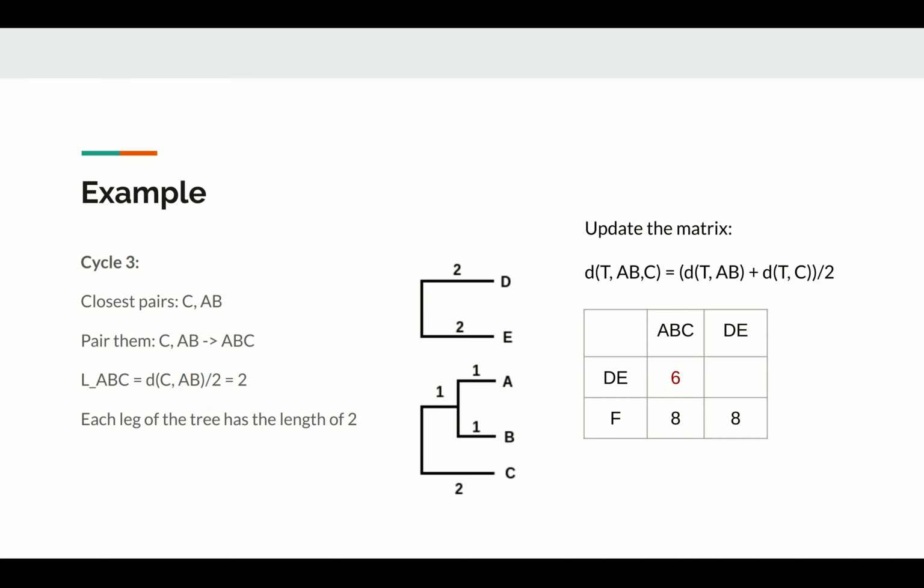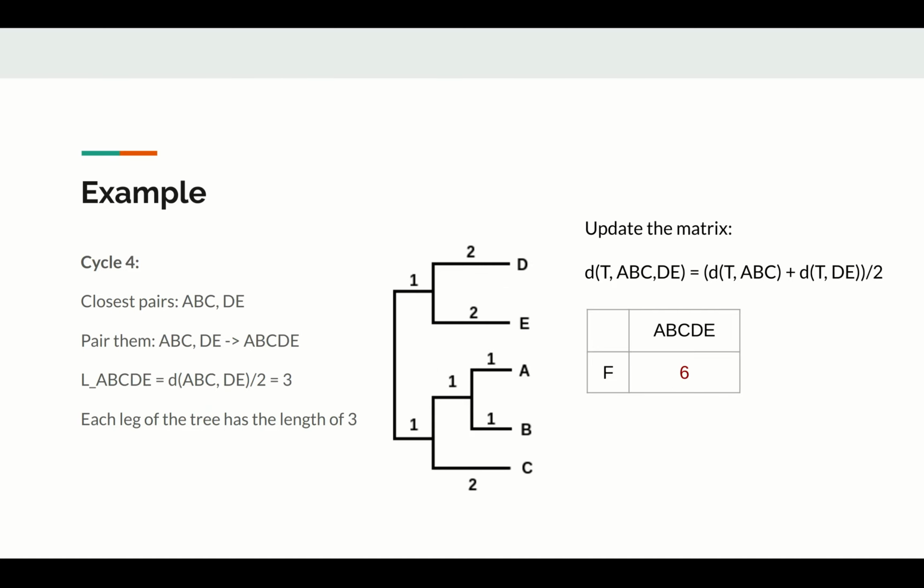Again, we update the table, and now we see that the closest distance we have is DE to ABC, which is 6. We continue and we merge these. Similar to the previous steps, these two subtrees are merged, DE to ABC, and using the same procedure, we see that the distance of D to C is again 6, E to C is 6, and similarly all these distances are maintained.